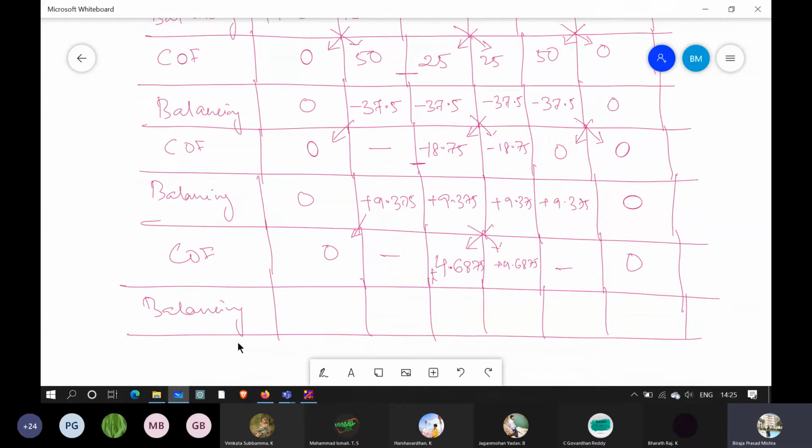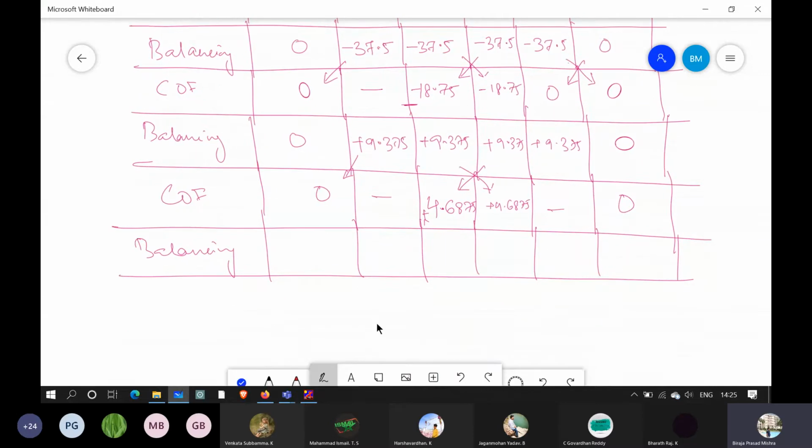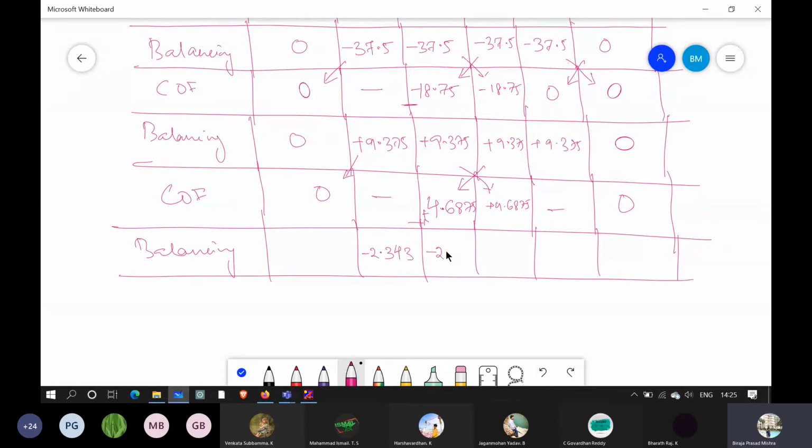For this balancing, again it is minus 4.6875. So minus 4.6875 into 0.5 will be minus 2.343, minus 2.343. Again this is minus 2.343, minus 2.343. This is 0 and this is 0. So again the carryover factor.